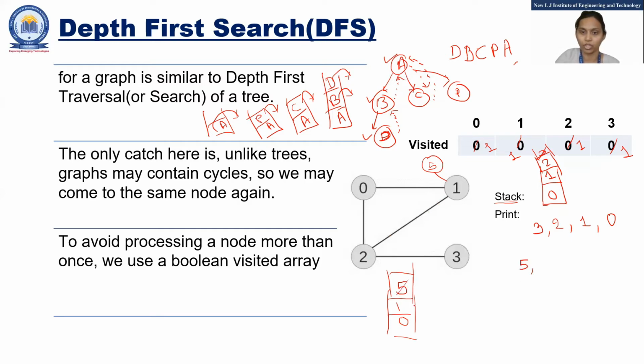Then after that, check whether 1 has any connection or not. Yes, 1 has one connection, that is 2. So 2 needs to be written. Then after, no, this is wrong.